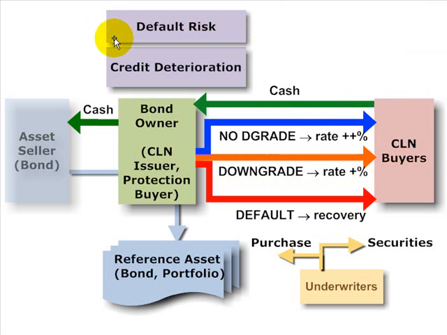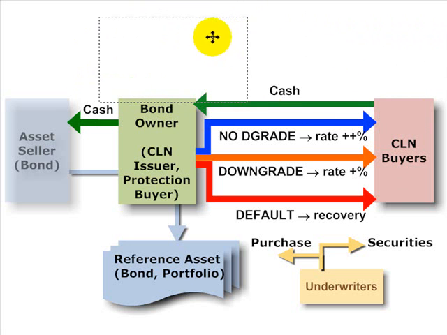And in regard to the default risk, that is just like a credit default swap. Both the CLN and the credit default swap transfer default risk from the bond owner to the investors. Credit deterioration is transferred in the case of the credit-linked note because we see that rate will shift down if there's a downgrade. That may or may not be the case in the credit default swap. It depends on whether the credit default swap is marked to market. If it is marked to market, then the credit default swap also protects against credit deterioration, but that may or may not be a difference between the two.